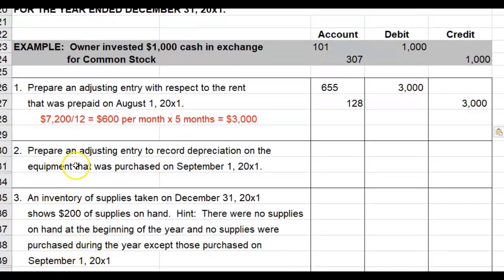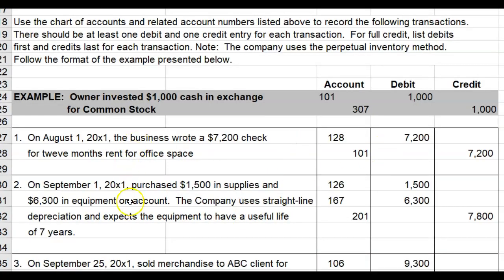In the next journal entry, we need to record an adjusting journal entry to record depreciation on the equipment that was purchased on September 1st. Let's go back to the journal entries and see what equipment and what information we have about depreciating that equipment on September 1st. On September 1st, we purchased supplies. Well, we don't depreciate supplies, so we ignore that completely for depreciation purposes.